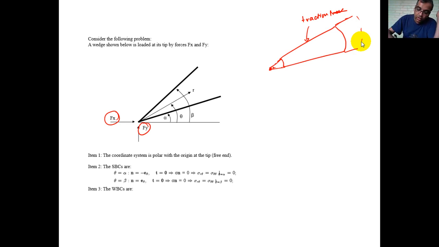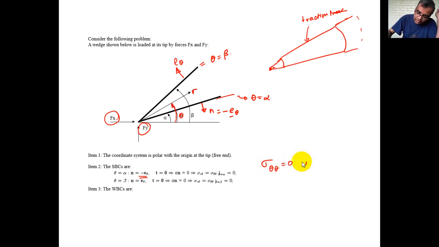Okay, so you can see the polar coordinate system. r is here, theta is there. This line is given by theta equal to alpha. This line is given by theta equal to beta. Okay. So what are the strong boundary conditions? On this surface, the normal is minus e theta. On this surface, the normal is e theta. So the traction will look like sigma theta theta is 0, sigma r theta equal to 0. So those are the two boundary conditions on both sides.